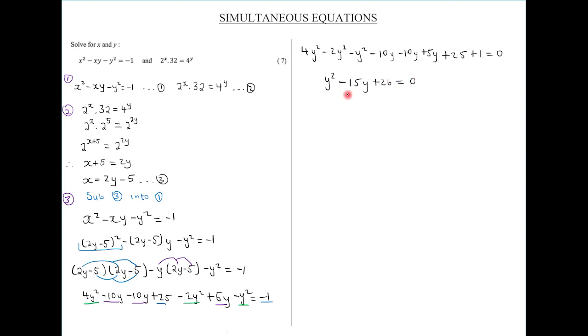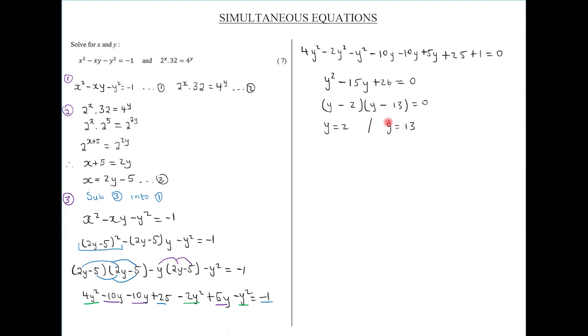Now from here we're going to factorize, but if you don't know how to factorize, you can basically use the quadratic formula. So here I have this one equals 0, (y) and (y). Now the factors of 26 that can give me 15 are 2 and 13. Now 13 is bigger than 2, so 13 is going to take the sign of the middle term. Then negative times positive gives me negative, so it means y equals 2 or y equals 13.